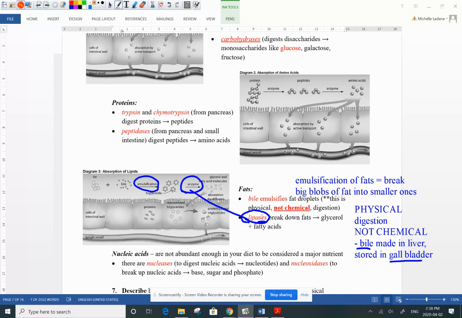So this is how we're breaking fats down, the macromolecule fat, into glycerol and fatty acid. Those are the monomers that break them down.